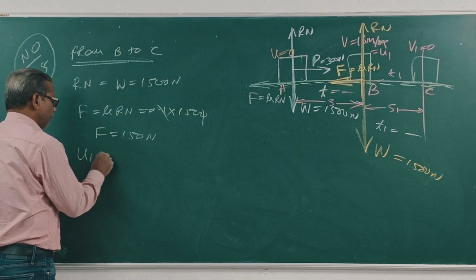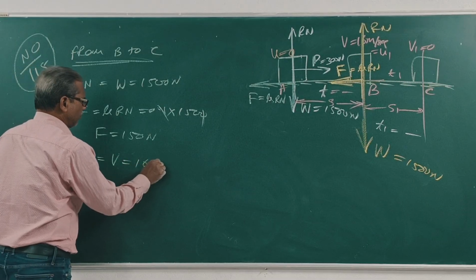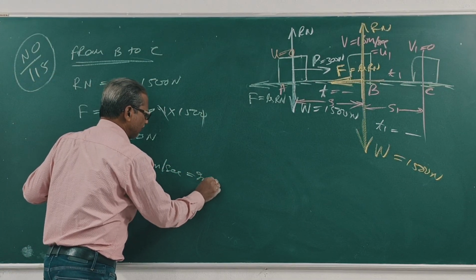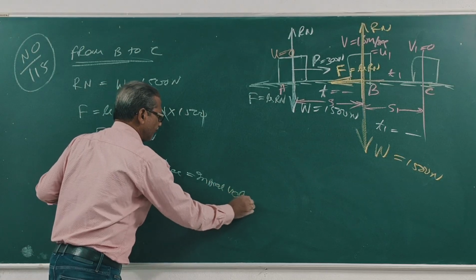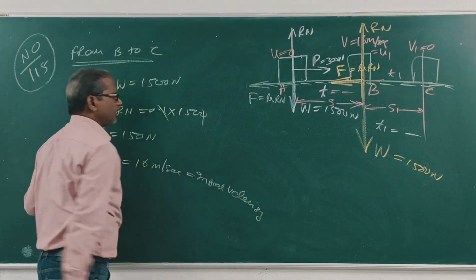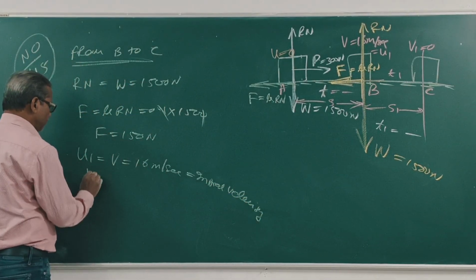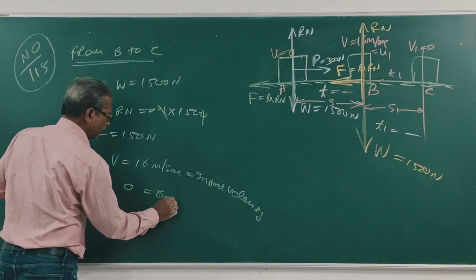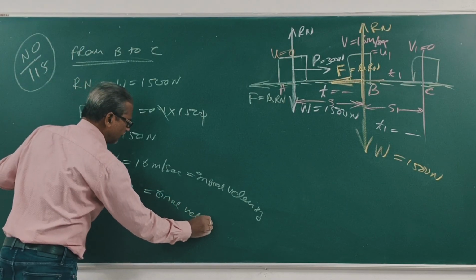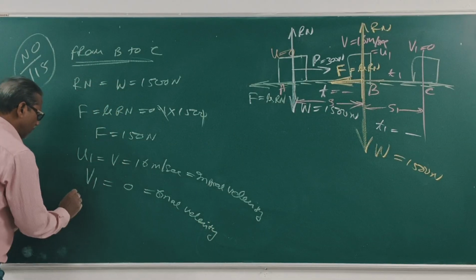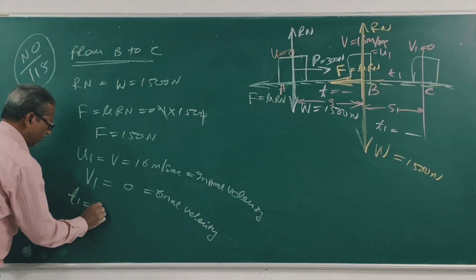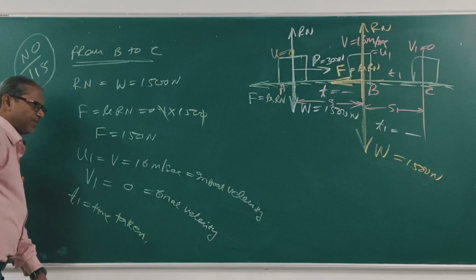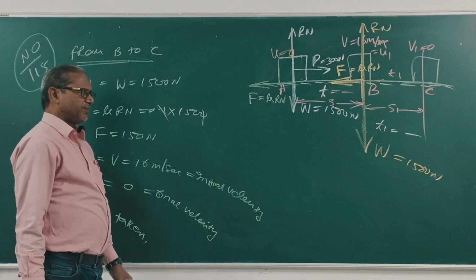U1 is equal to 60 meter per second, the initial velocity. Clear? V1 is equal to 0, the final velocity. T1 is the time taken. Clear?